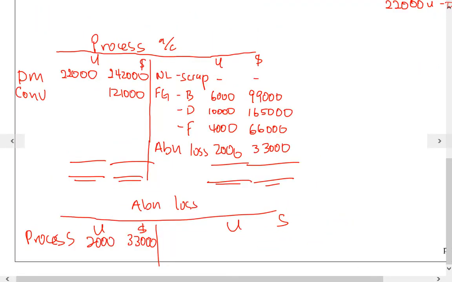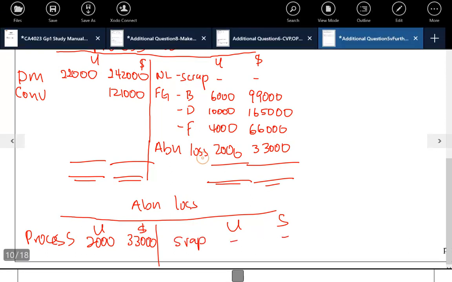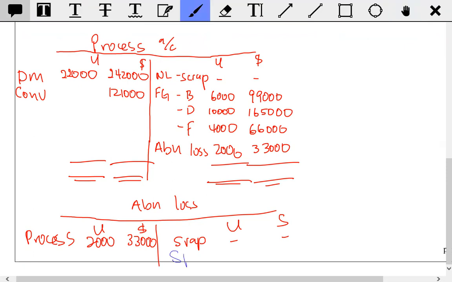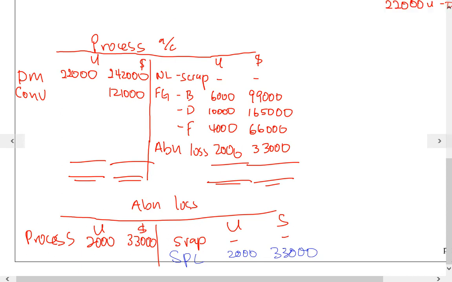Abnormal loss, two-step, scrap SPL. Scrap is nil, so balance SPL. Done.